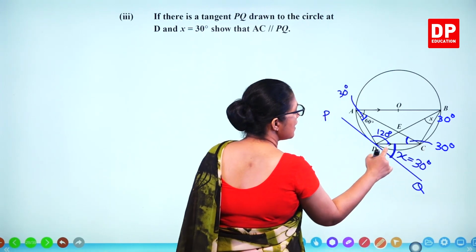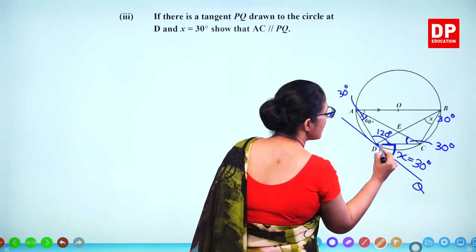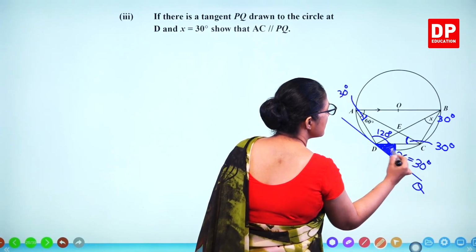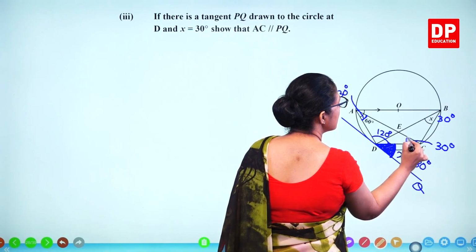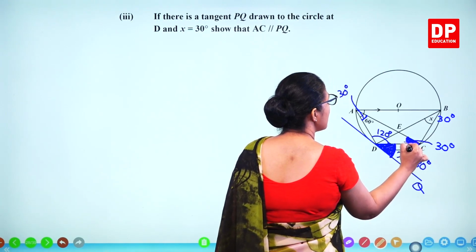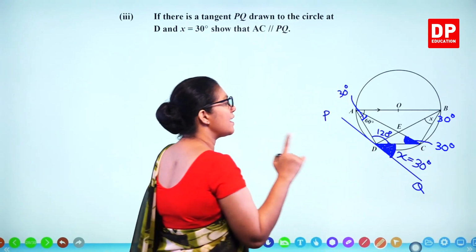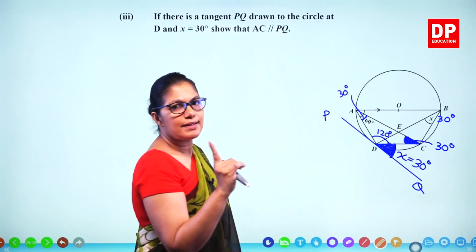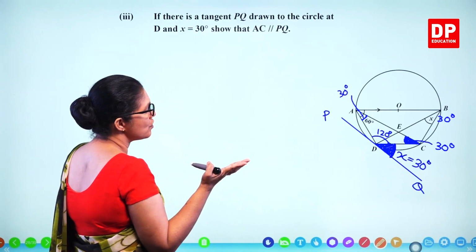Now see, these two angles are equal. This and this angle. What can you say? Alternate angles are equal. Then these two lines are parallel. So that's what you have to say.